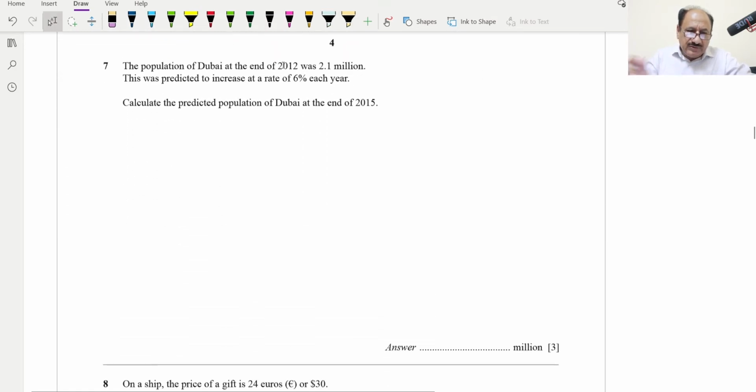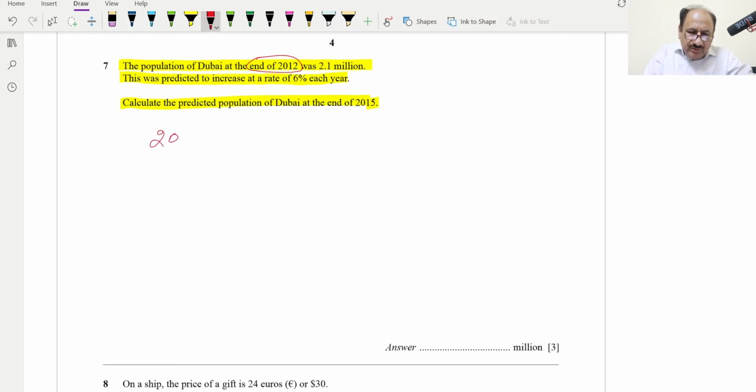Now question number 7 says the population of Dubai at the end of 2012 was 2.1 million. This was predicted to increase at the rate of 6% each year. Calculate the predicted population of Dubai at the end of 2015. So how many years? End of 2012, so 2012 we will not count because it is the end of 2012.